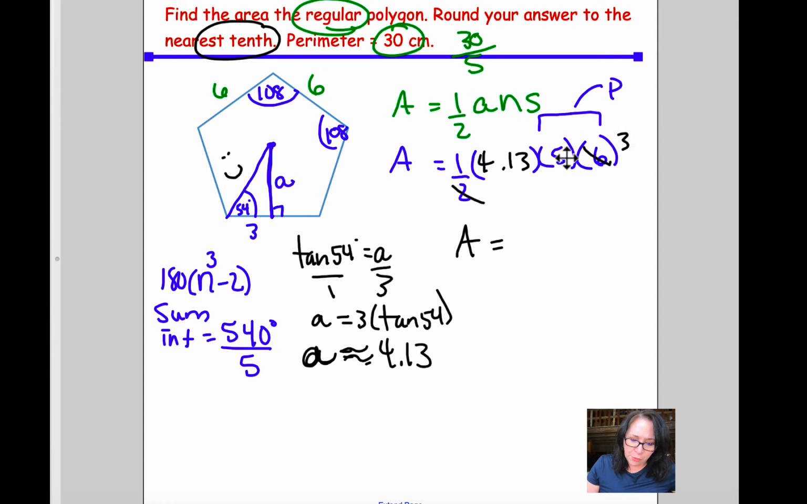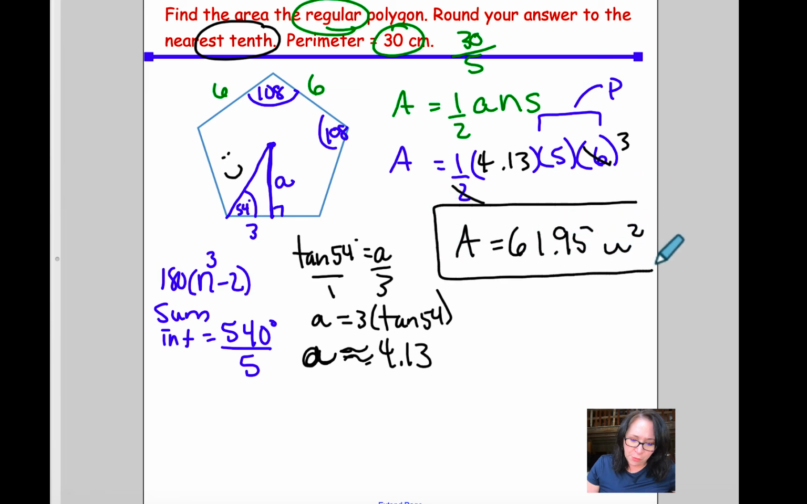3 times 5 is 15. And then that value, 4.13, 0.13 times 15 is going to give me 61.95. So the area is 61.95 units squared. And so that right there is the area of my polygon.